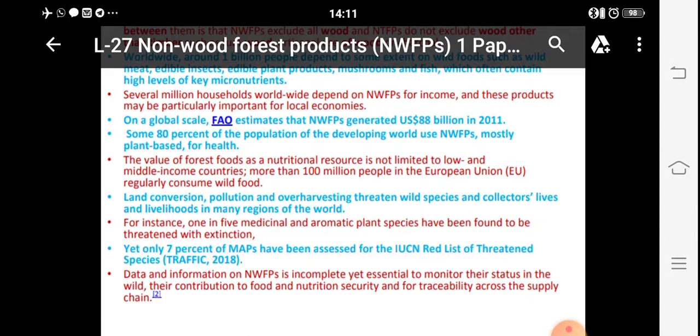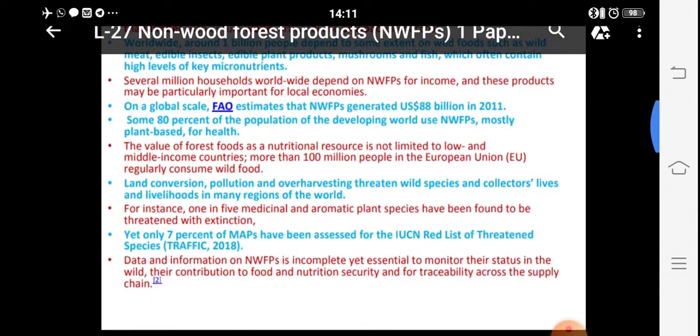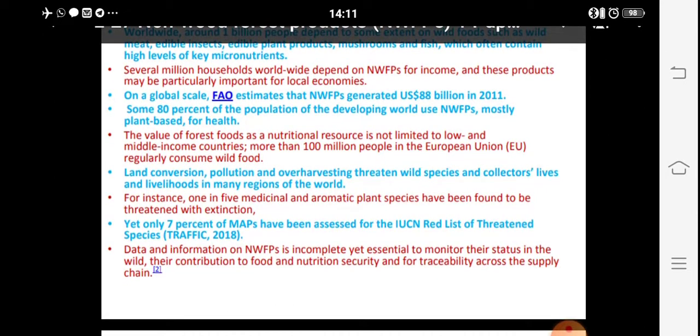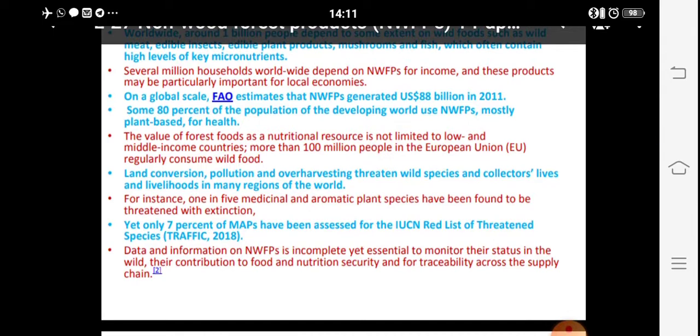About the second point, land conservation, then pollution and over-harvesting generally threaten wild species, and there are some regions seen in the world. Then there are some species having medicinal and aromatic value, and therefore they are also under threat of extinction, that is, going to be lost. About 7% have generally been assessed by the IUCN, the International Union for Conservation of Nature.